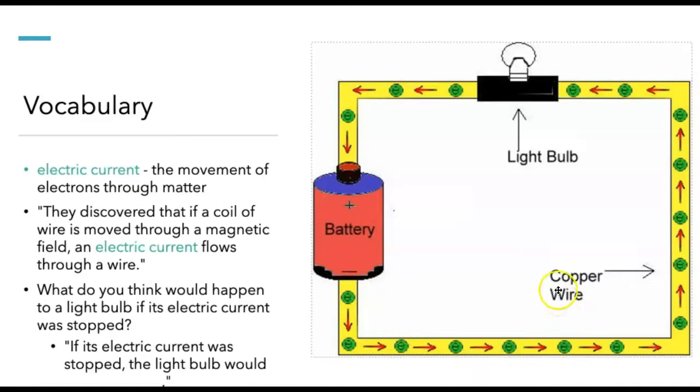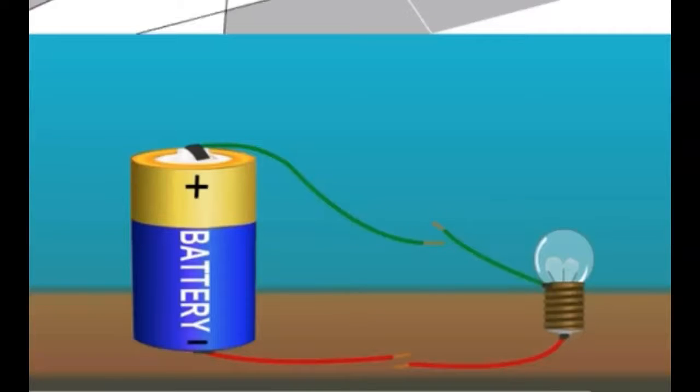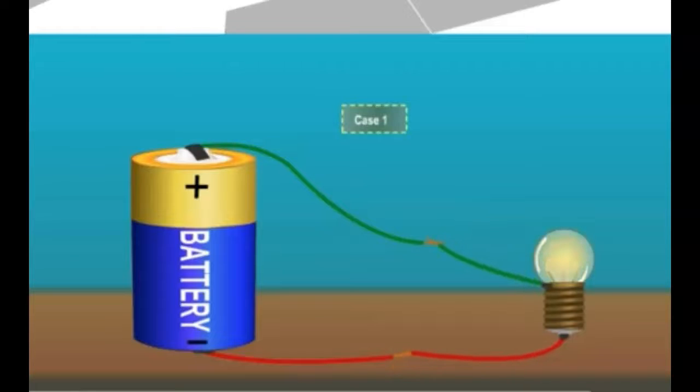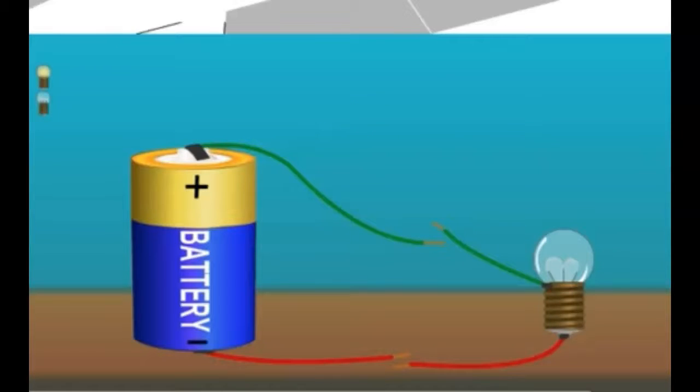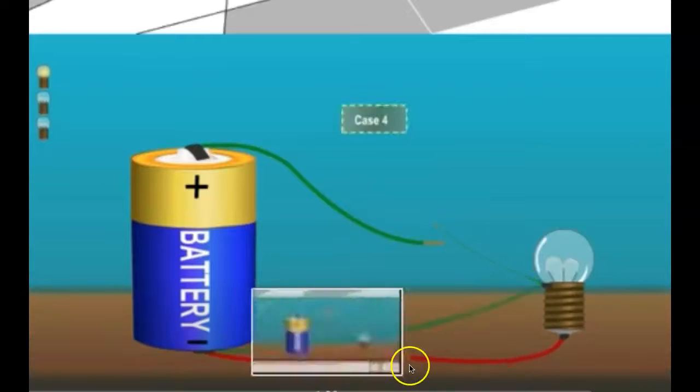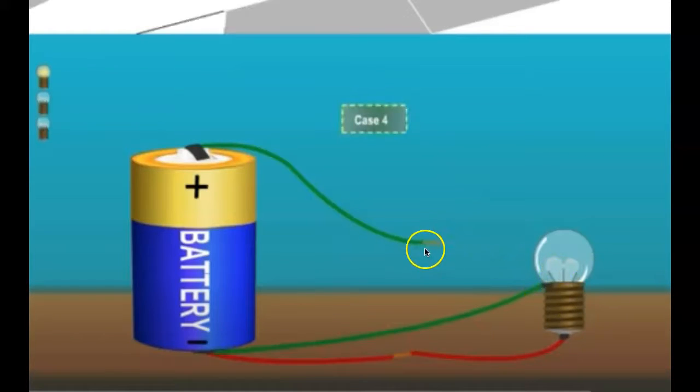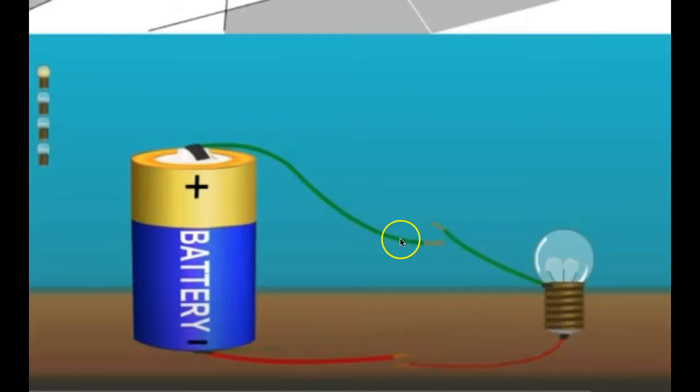For example, let's look at this battery. You see how this is a copper wire and it connects to this light bulb? What do you think would happen to a light bulb if its electric current was stopped? If it's with a plastic tape. Now connect the bulb to the cell in different ways. Now carefully look at the arrangements in which the bulb lights up. As we can see in those cases, the bulbs are not lighting up because it's disconnected from the source.